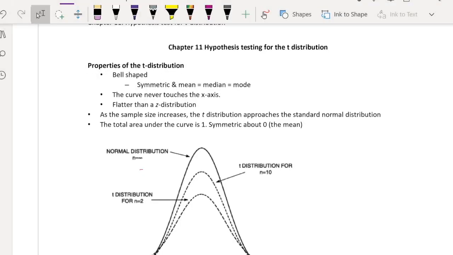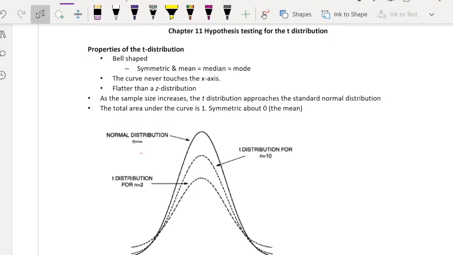Some characteristics of the t-distribution. So it's bell shaped, same as the normal distribution. The mean, median, and the mode are at the center of the distribution. Same as with the standard normal distribution.